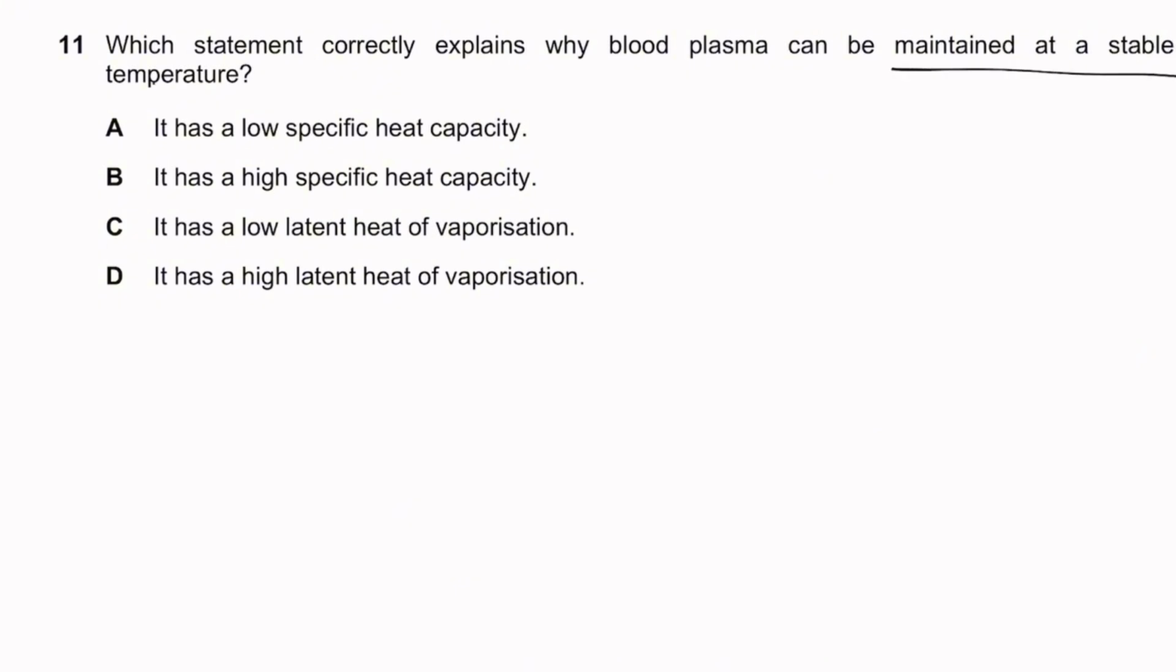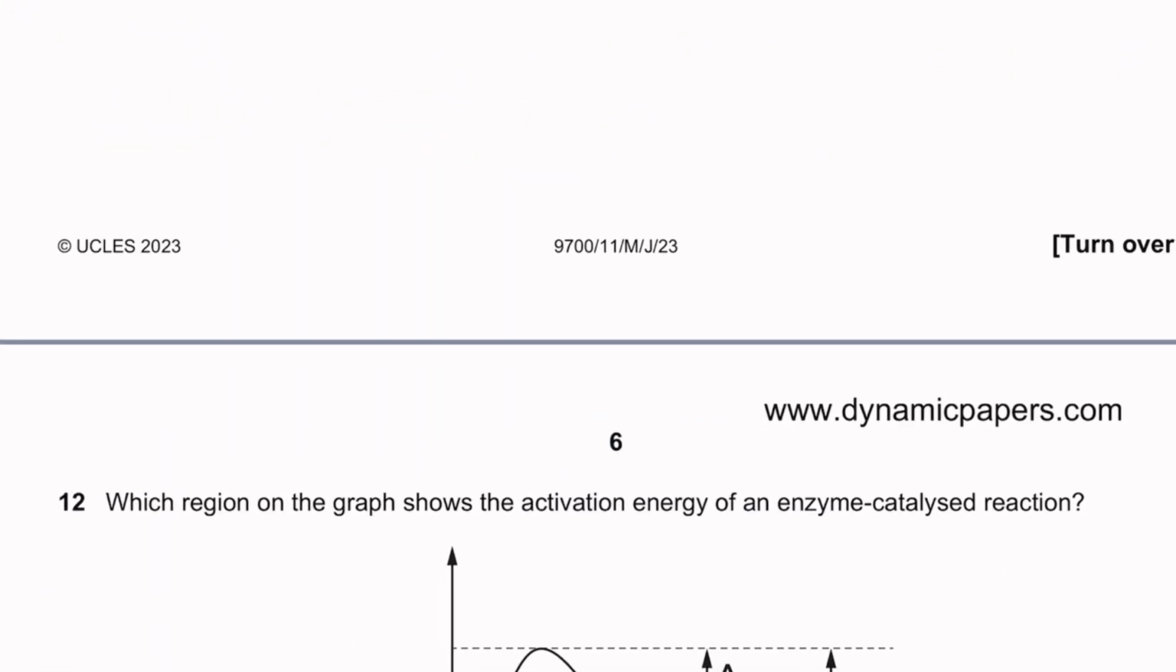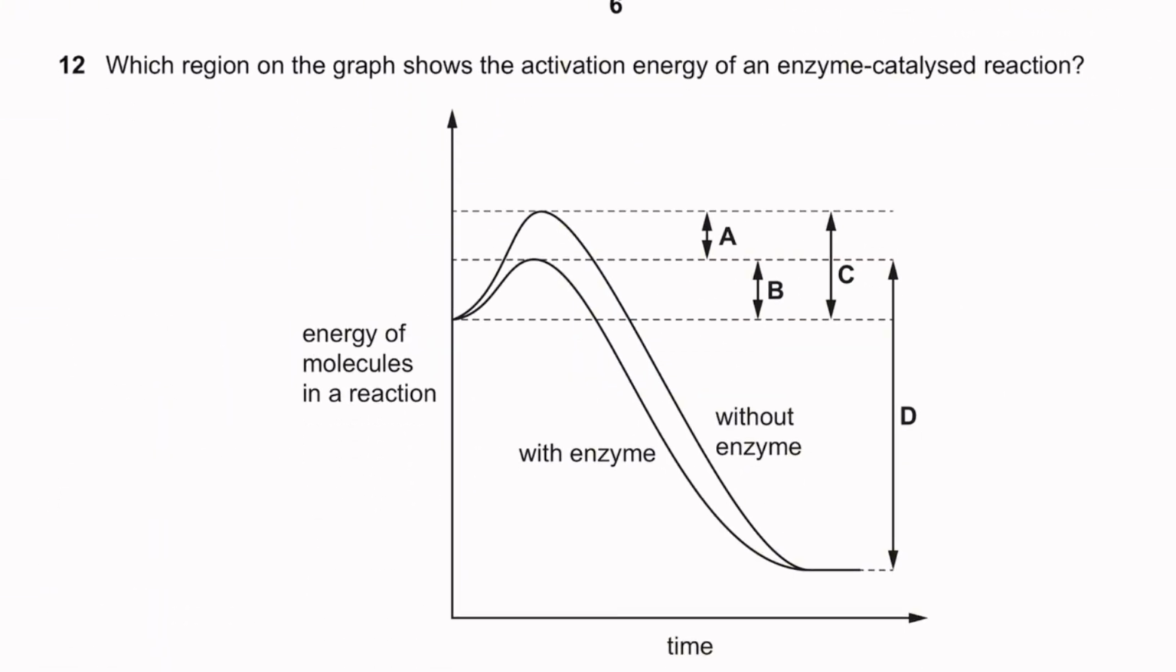It's able to be maintained at a specific stable temperature because of its high specific heat capacity. Now, latent heat of vaporization would be relevant if there was evaporation, but there isn't any here. We're not looking at plasma and how it evaporates. It's definitely B.